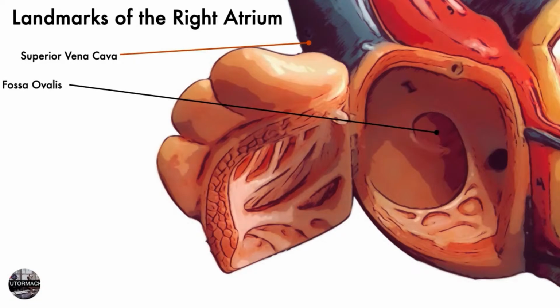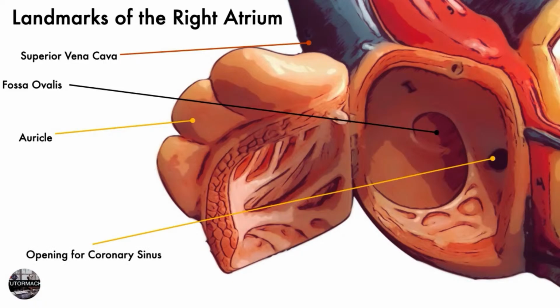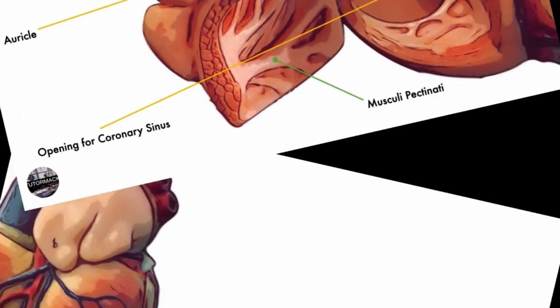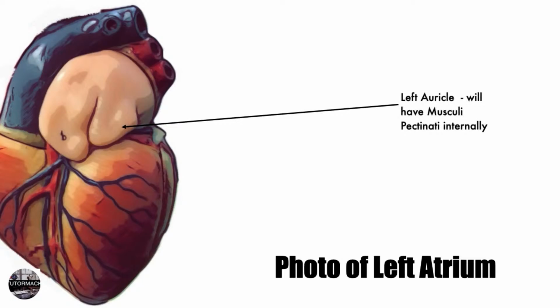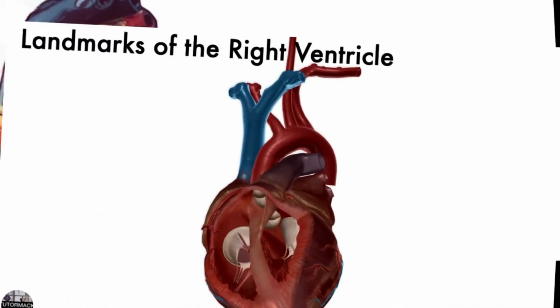How about here? Yeah. Fossa ovalis. How about here? That's right. Auricle. Here? Yes. That's right. Opening for the coronary sinus. Here. Yeah. Musculi pectinati. Now the left atrium. What do we call this structure here? Yeah. Good. Left auricle. It has musculi pectinati inside.